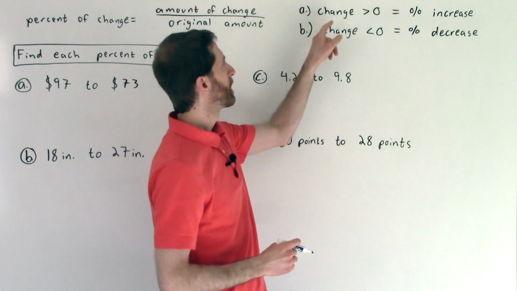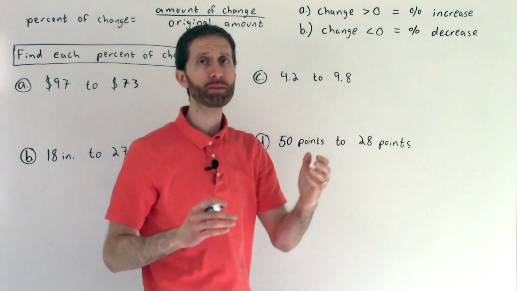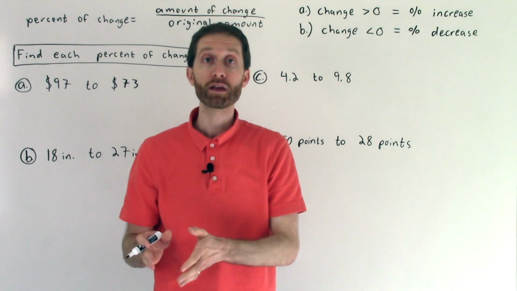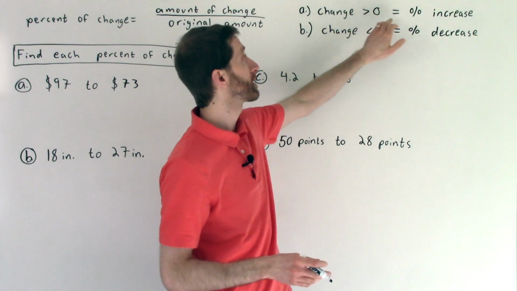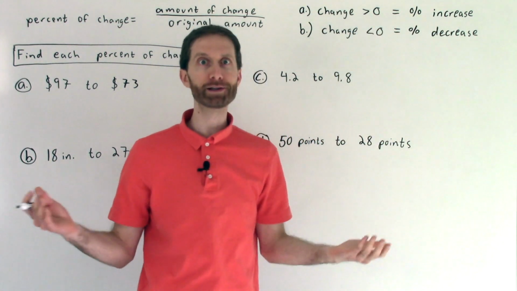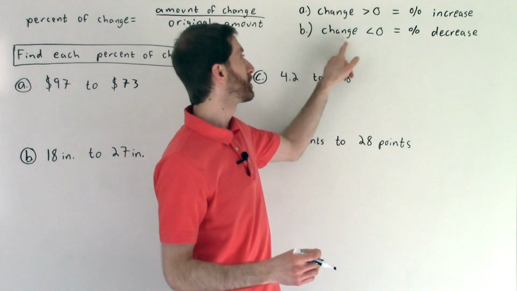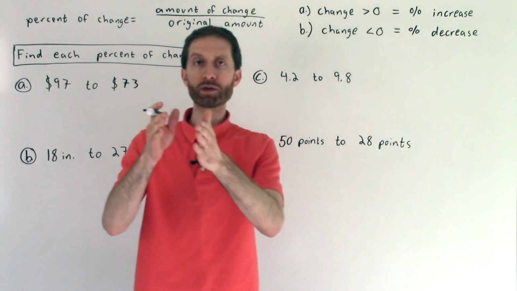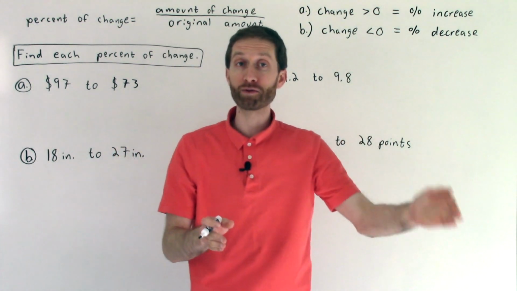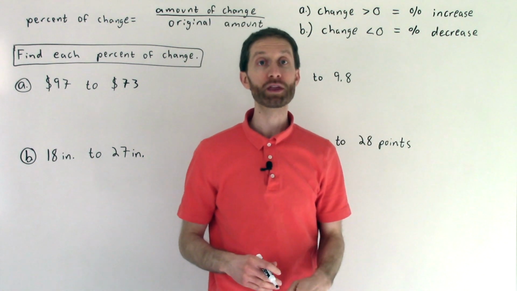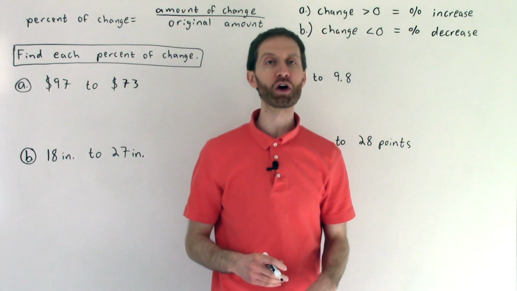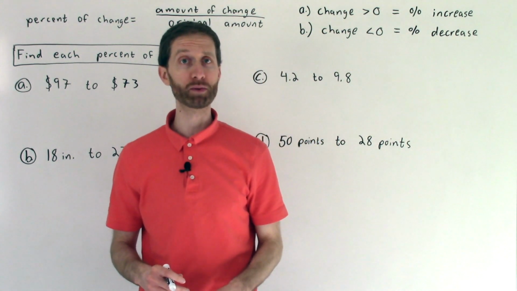One other note, if the change is more than 0, meaning the amount that we start with goes up to the amount that we end with, then we consider that to be a percent increase because the amount has increased. And if the change is less than 0, meaning that the amount we started with goes down to the ending amount, then we call that a decrease or a percent decrease. Without any further ado, let's solve some of these problems, shall we?